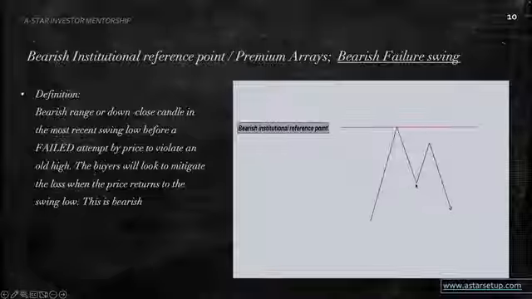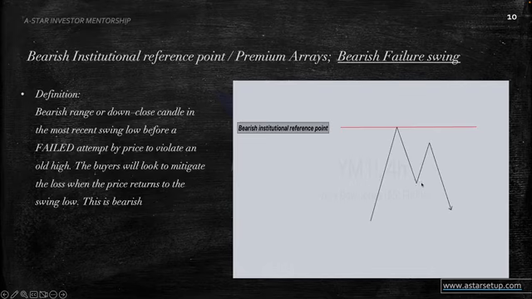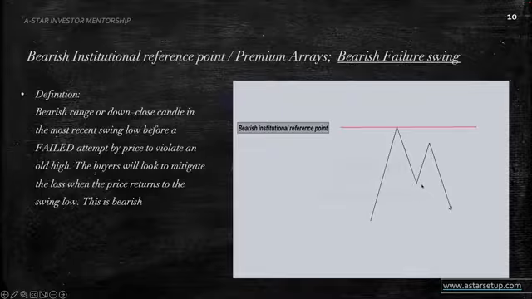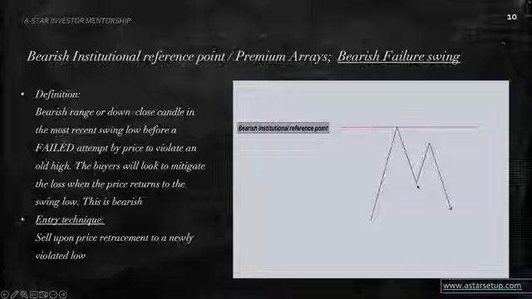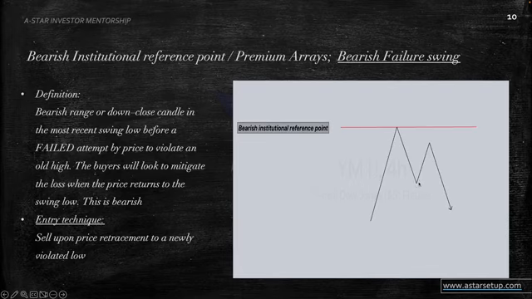This low right here, if you pay attention to my mouse that is moving right now, this failure swing right here is where we're going to have short positions. If the market breaks this low and then returns back to it, institutional buyers who thought the market would go up and are now losing money because the market has declined beyond their entry point will look to close their positions for net zero, essentially not losing any money, if prices can return back to this low. So entry technique: you want to sell upon price retracement to a newly violated low. When price returns back to this violated low, you want to sell that move.